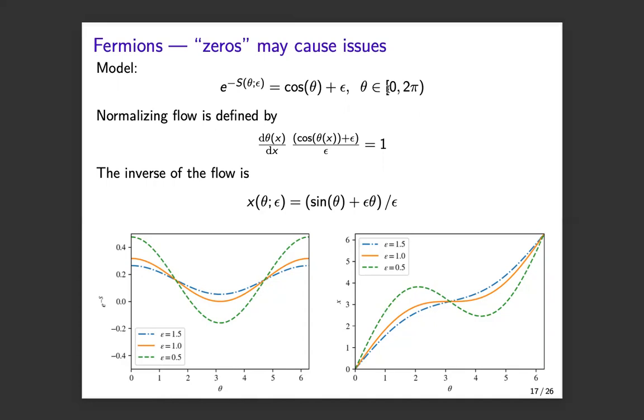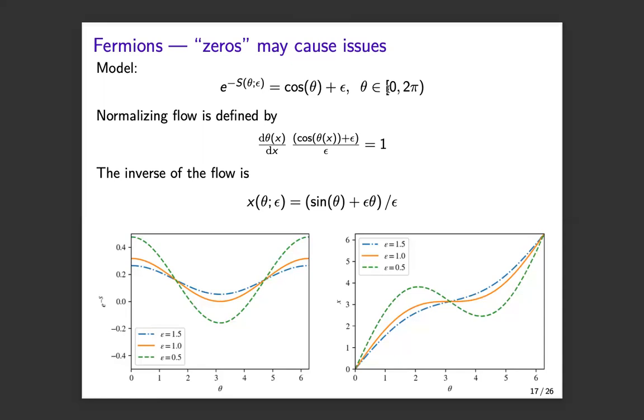function. You can see that when epsilon is bigger than 1, it's this blue distribution. You don't have any sign problem because the distribution is always positive, right? But then when you lower epsilon to 1, the distribution touches 0. Still no sign problem. But when you lower epsilon to 0.5, for example, you cross the 0, so that the distribution is positive here, but negative here. So there's a sign problem.